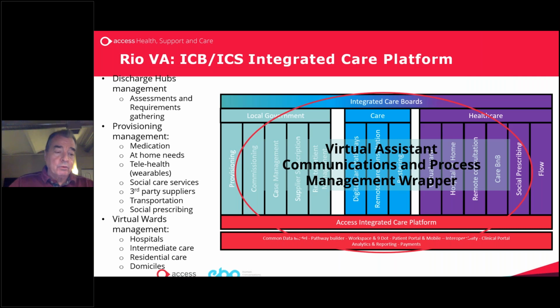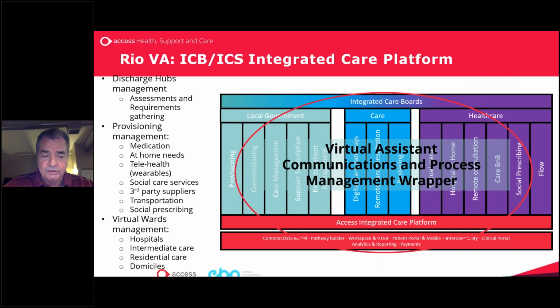As an example, we can provide automation around discharge management, including for the clinicians to complete an assessment and requirements gathering around the discharge for the patient, where the patient needs to go next. We can provide all the provisioning around that patient for the next phase of their care pathway, such as medication, at-home needs, telehealth, social care services, third-party supplier interface for services, et cetera.